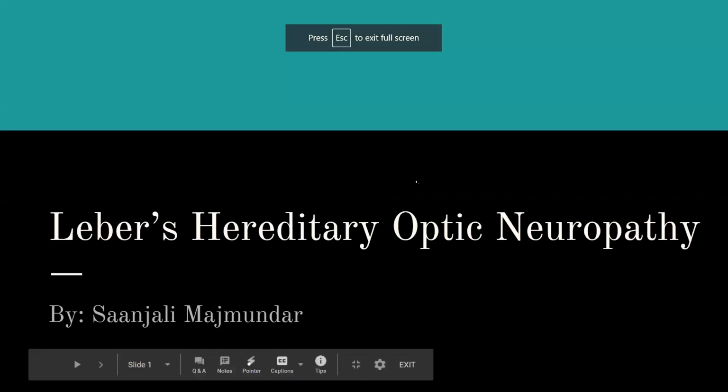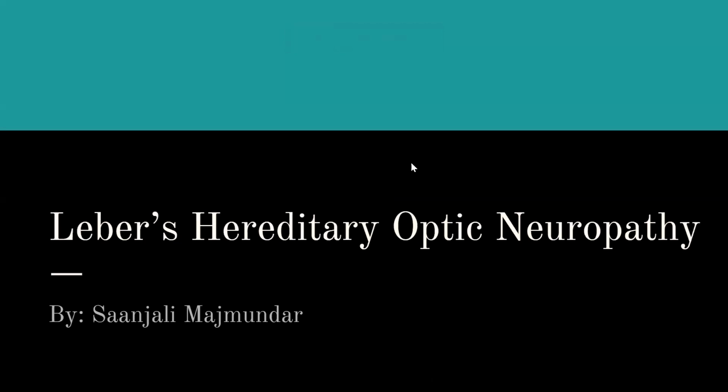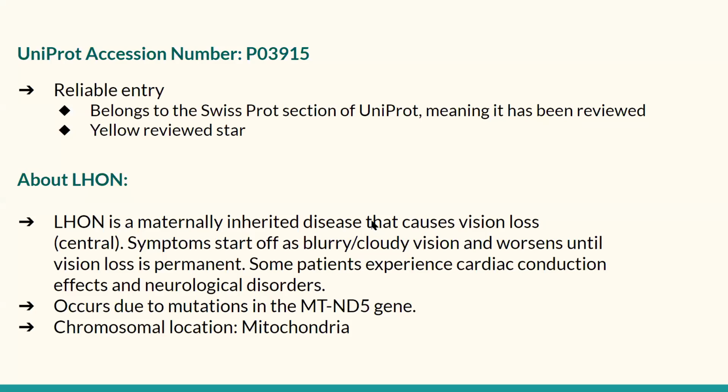Hi, can you hear me? Okay, so for my presentation, I did Leber's hereditary optic neuropathy. First I found the UniProt accession number, which is P03915. Then I found that it was a reliable entry because it belonged to the SwissProt section of UniProt, meaning that it was reviewed and also had a yellow reviewed star.